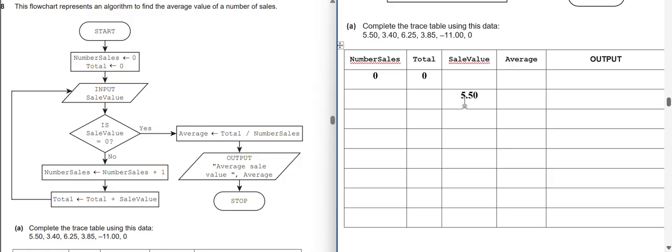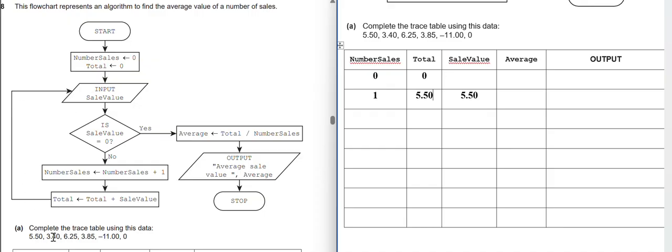And obviously it doesn't. So what we have to do is go to the process next, where we are incrementing the number sales by 1. So number sale at the moment is 0, and when we add 1 to it, it becomes 1. And then we have to add sale value, which is 5.50, to the total, which is 0 at the moment. Okay, so total becomes 5.50. Then we go back to the input again.